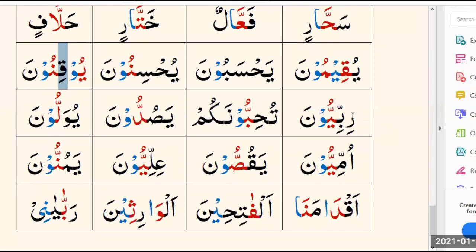This is always difficult, but you need to put extra stress on ba and extra stress on ya, because both have got tashdid. Ribbiyuna. No, you are putting stress on ba, but why are you not putting the same stress on ya? Ribbiyuna. Just try, please.